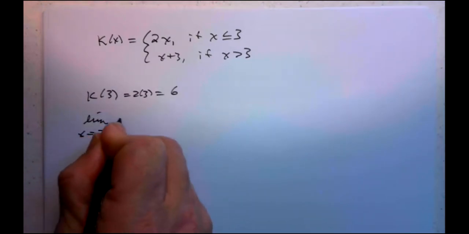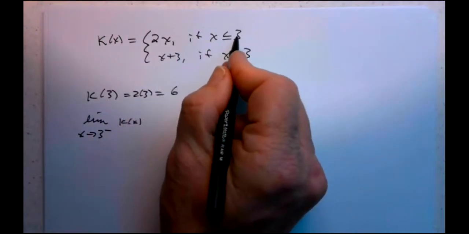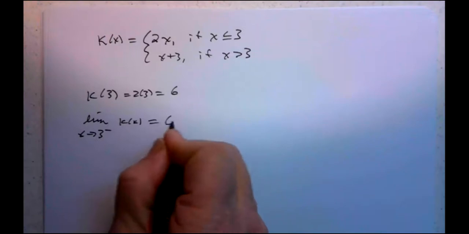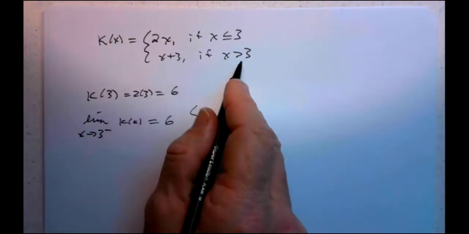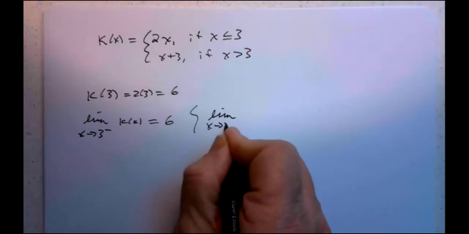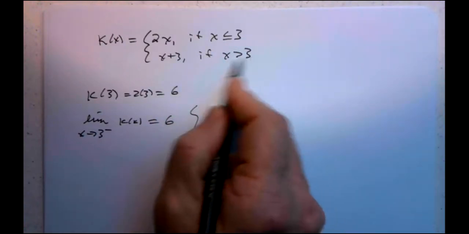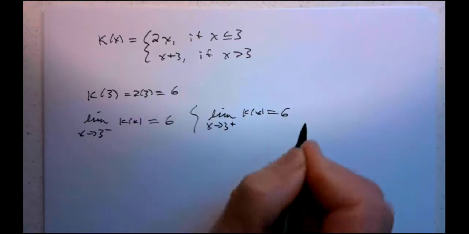How about the limit as I approach 3 from the left? Limit as x approaches 3 from the left of k of x. 2.9, 2.99, 2.999, getting very close to 3. We're on this branch. 2 times very, very close to 3 is very, very close to 6. How about this branch? Limit as x approaches 3 from the right. 3.1, 3.01, 3.001, a number very, very close to 3 plus 3 is a number very, very close to 6.